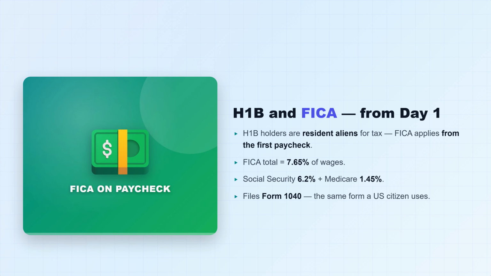Now the tax rule for H-1B. H-1B holders are treated as resident aliens for tax, which means FICA applies from your very first paycheck. FICA totals 7.65% of your wages. That breaks down into Social Security of 6.2% and Medicare of 1.45%. And you file the standard Form 1040, exactly like a U.S. citizen. So on H-1B, there is no FICA exemption at all.